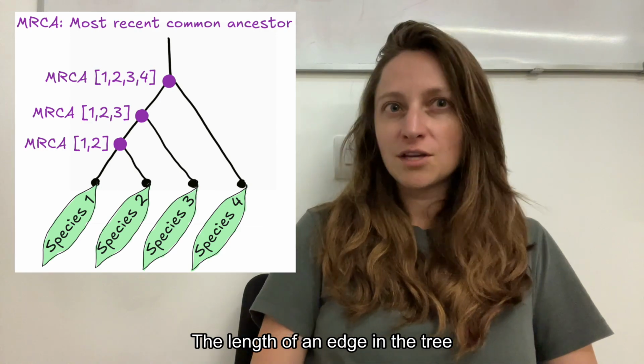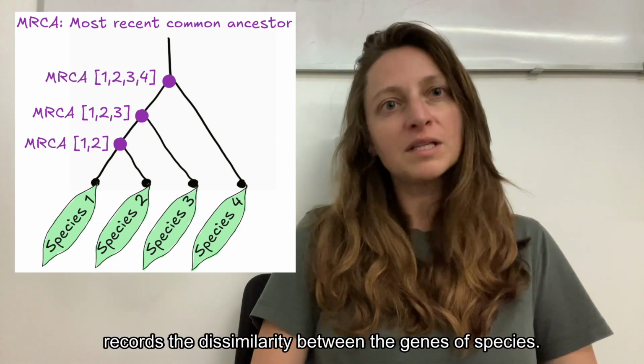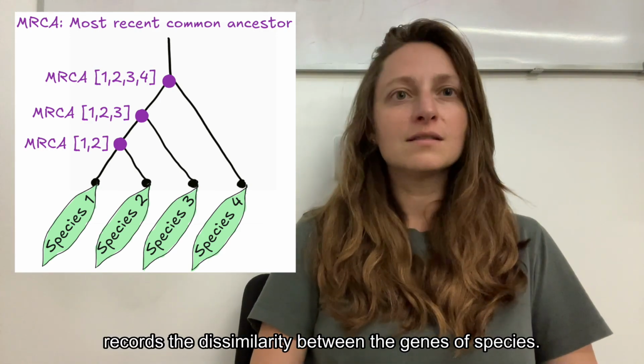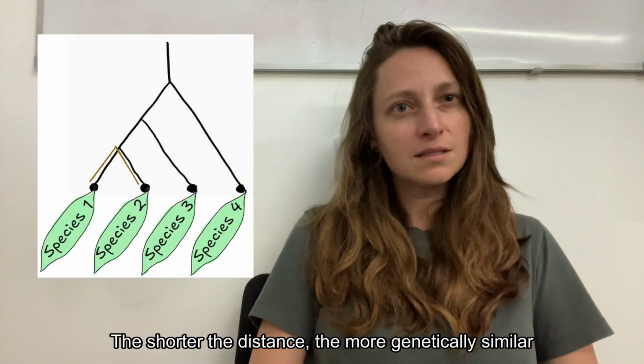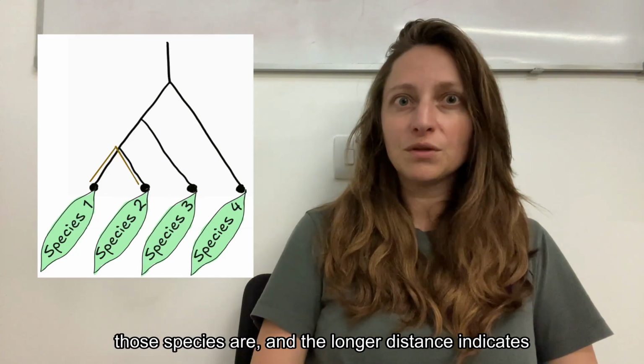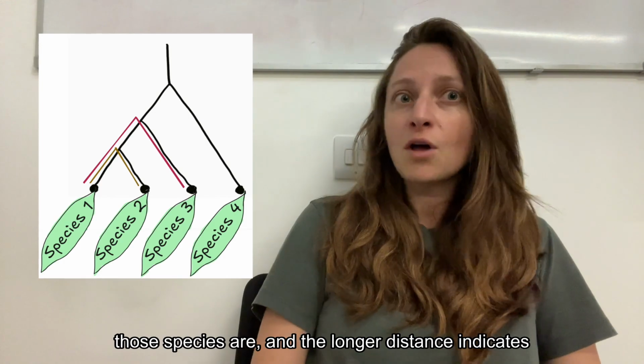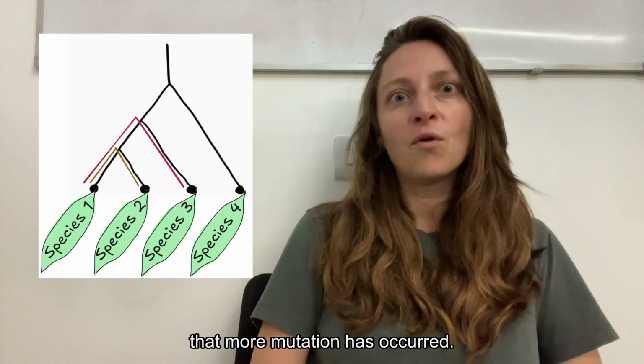The length of an edge in the tree records the dissimilarity between the genes of species. The shorter the distance, the more genetically similar those species are, and the longer distance indicates that more mutation has occurred.